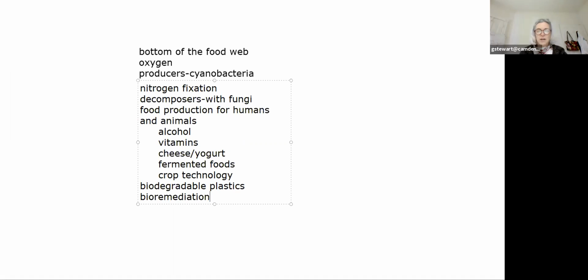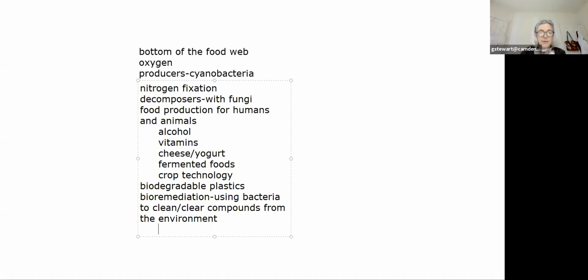Bioremediation means using bacteria basically to clean or clear compounds from the environment, such as, right, so the biggest example of bioremediation is sewage treatment. We use bacteria to digest most of the sewage that then just becomes a sludge of solid waste. And then there's other bacteria that can be used to degrade that even further.